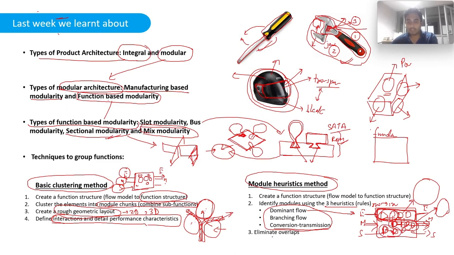So if there are some sort of overlaps, for example, here the dominant part and this particular conversion transmission part overlap, we can consider either of them. So it's up to the designer how he wants to break down these flow models into specific functional groups. Okay, I hope this much is clear. So this was what we discussed in the last class.